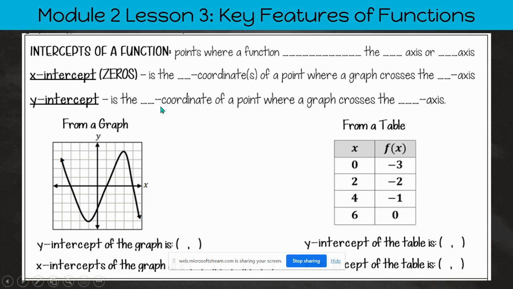All right, so in this video, we're going to go over Module 2, Lesson 3, which is our key features of functions notes. So let's start off.